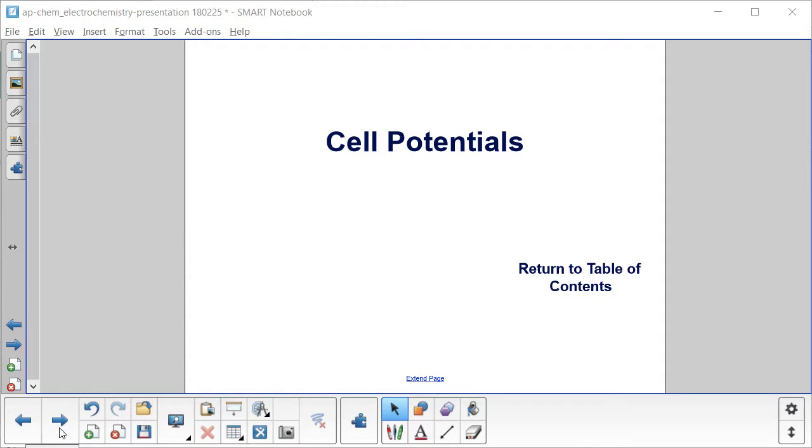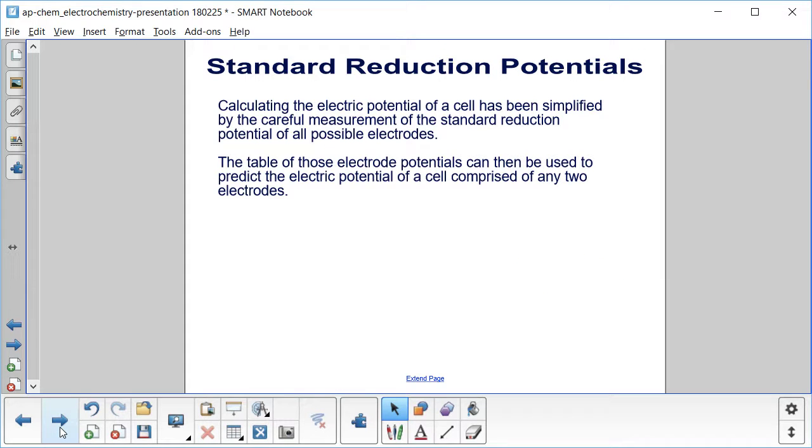In this section, we'll work through finding and calculating cell potentials for an electrochemical cell. Calculating the electric potential of a cell has been simplified by the careful measurement of the standard reduction potential of all possible electrodes. The table of those electrode potentials can then be used to predict the electric potential of a cell comprised of any two electrodes.